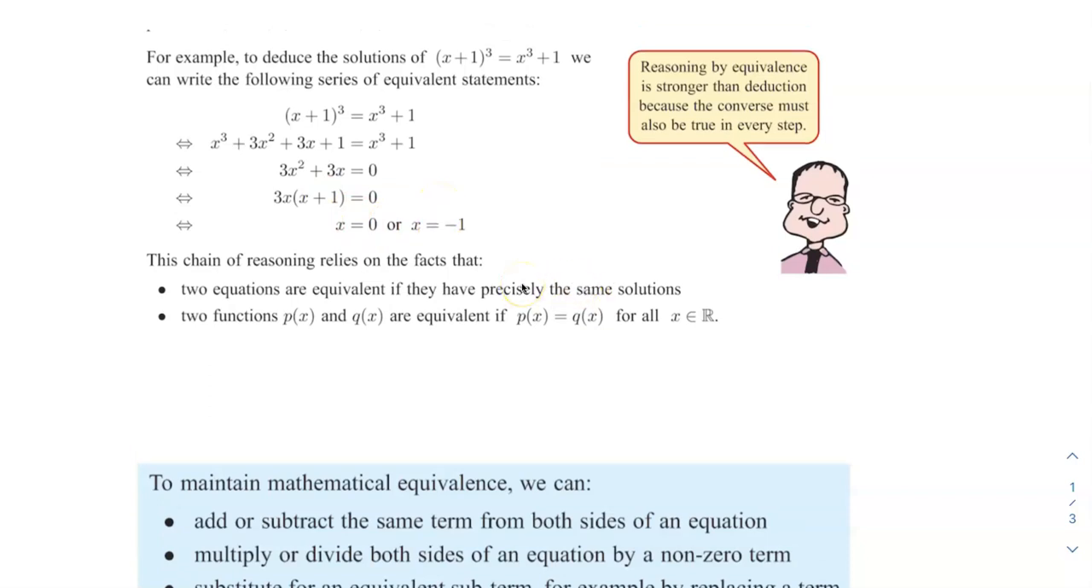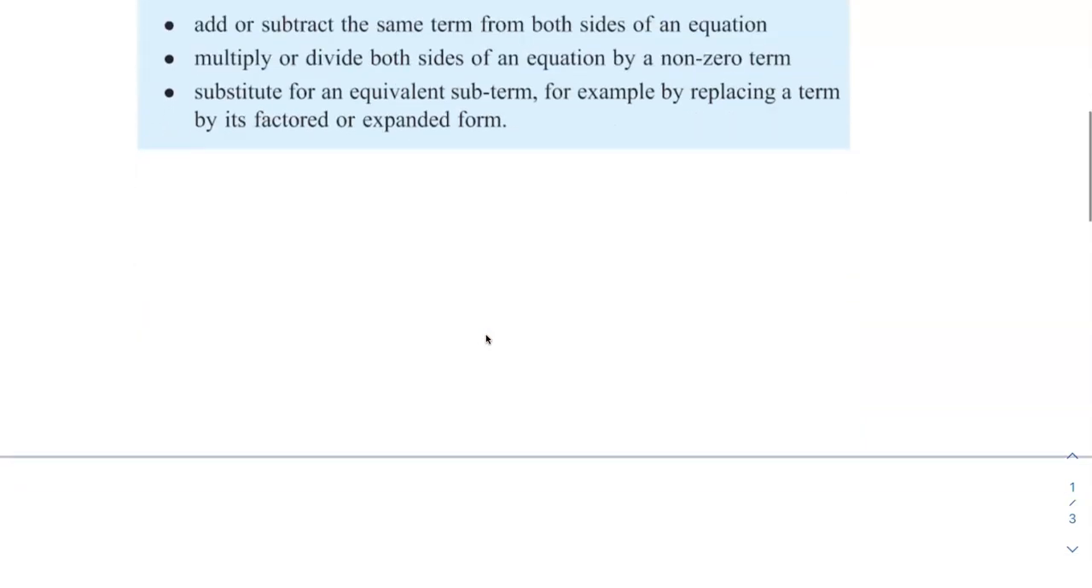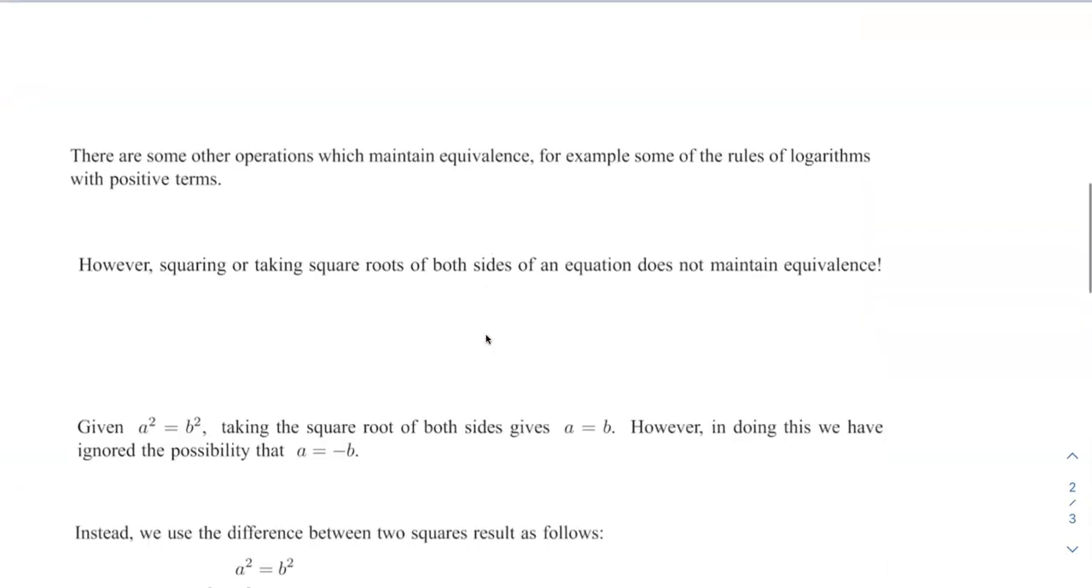So what are the legal moves? Same thing we've been doing since Algebra 1. You can add or subtract the same term from both sides. You can multiply both sides as long as it's not by 0. And you can substitute an equal term for another equal term. So this is proof by equivalence. Again, we've been doing this forever. There are some other operations which maintain equivalence.